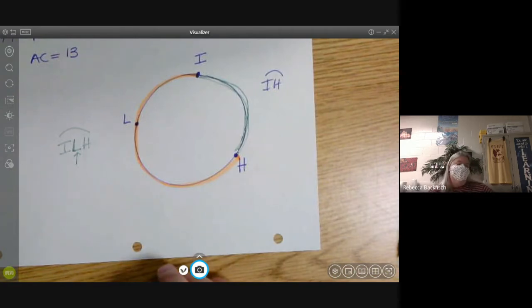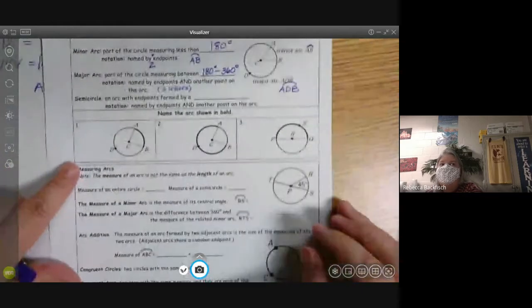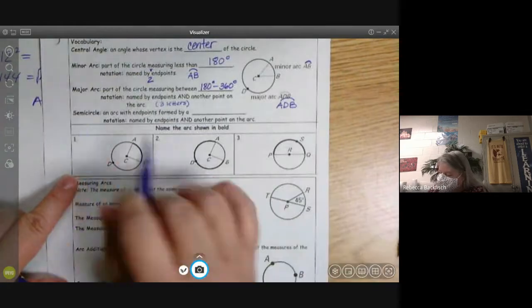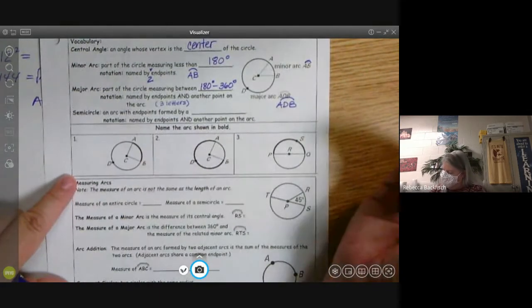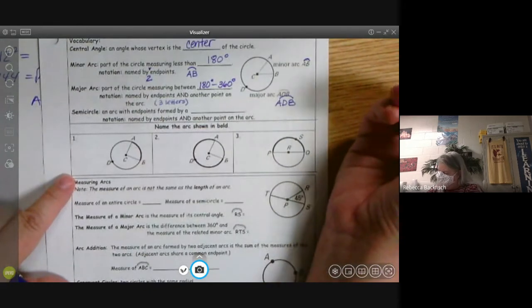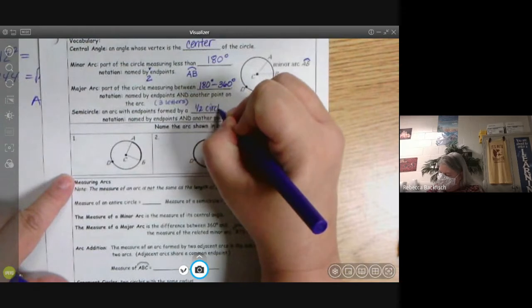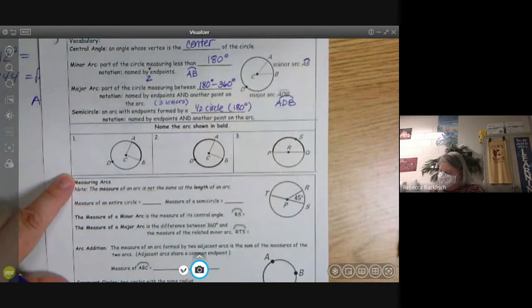Okay? Now, the only time that could be a little bit confusing is with the thing that's not greater than 180 or less than 180. It's a semicircle. It is 180. Semicircle is an arc with endpoints formed by a half circle, I guess is what they're looking for here. But I'm going to go ahead and say 180 degrees. Okay.